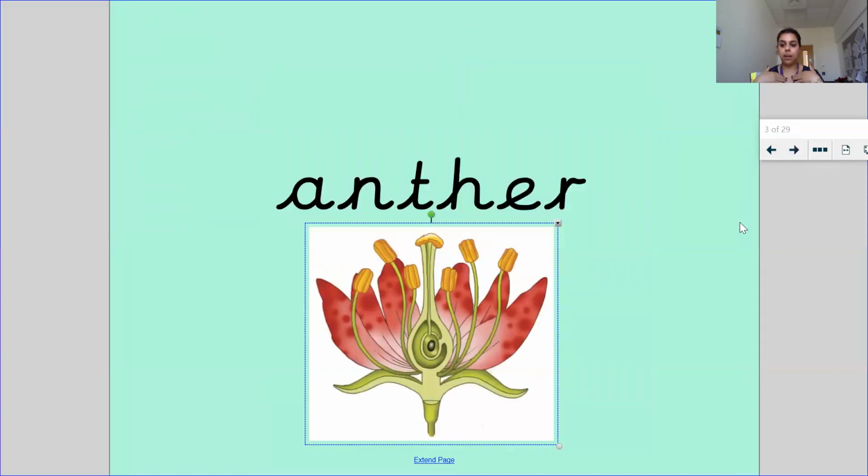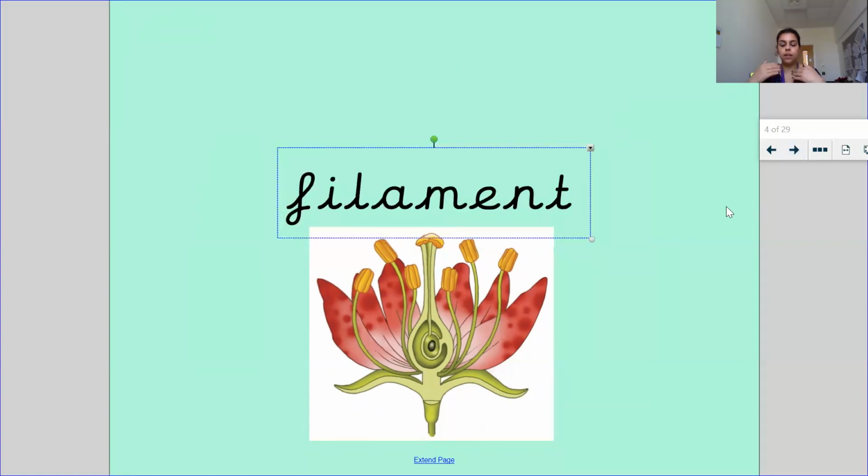Anther, anther, anther. Good. The anther was this bit here, these yellow bits at the end, and they produce the pollen. Filament, filament, filament. Good. The filament is this green long bit here, and it holds the anther all the way up, and it supports it.